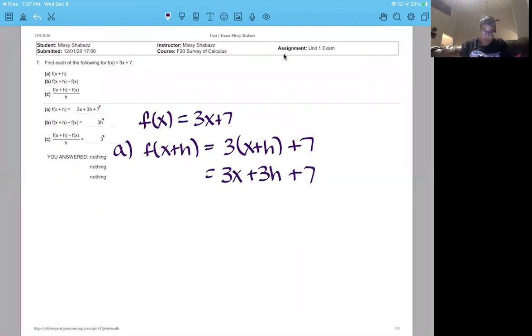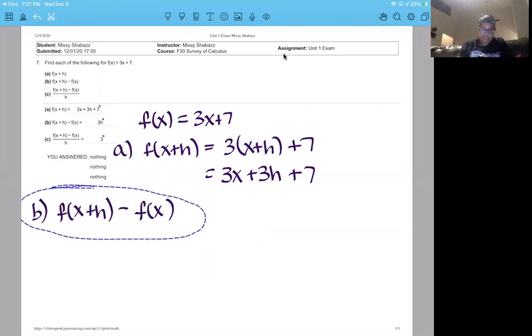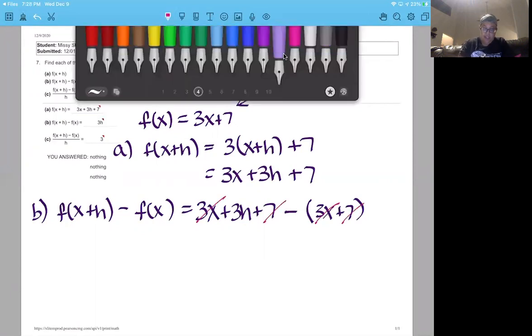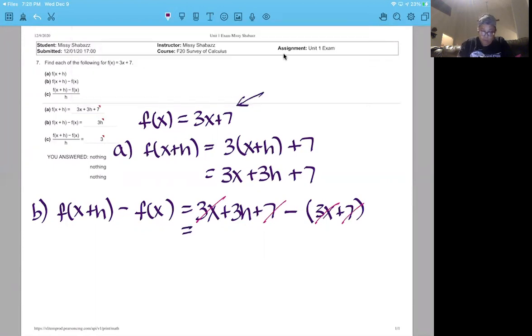All right, that's it. For part B, they want f(x + h) minus f(x). Well, I already have f(x + h). That's 3x plus 3h plus 7. Now I want to subtract off f(x), which is just my function, so minus (3x plus 7). If I subtract off 3x and 7, that gets rid of this and that gets rid of this. So I end up with just 3h.